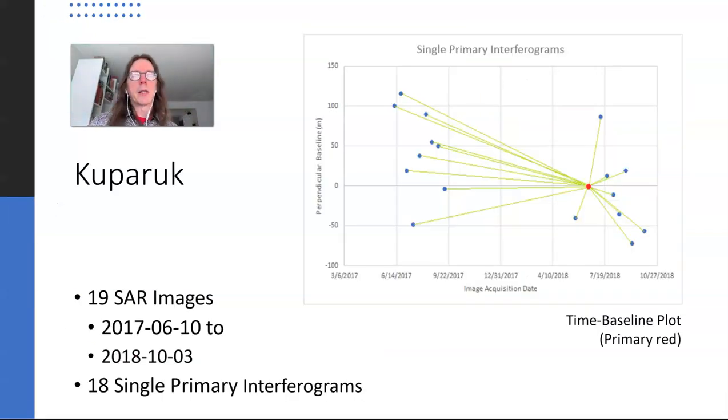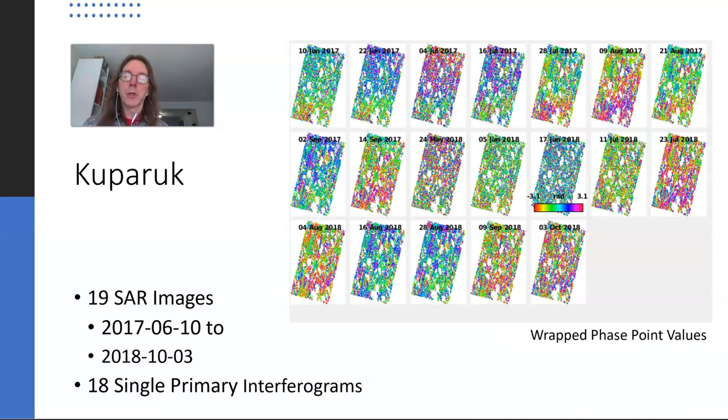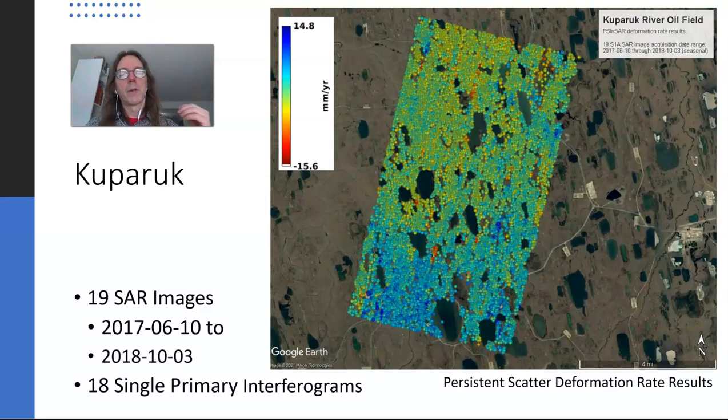Using 19 seasonal SAR images to produce a stack of 18 single primary interferograms, from which coherency values and wrapped phase point values, plotted here by location and image acquisition date, were used to filter, unwrap, and derive the deformation rates at discrete persistent scatter points as shown here in this 2017 to 2018 PSInSAR result of a section of the Kuparuk River oil field in Alaska.